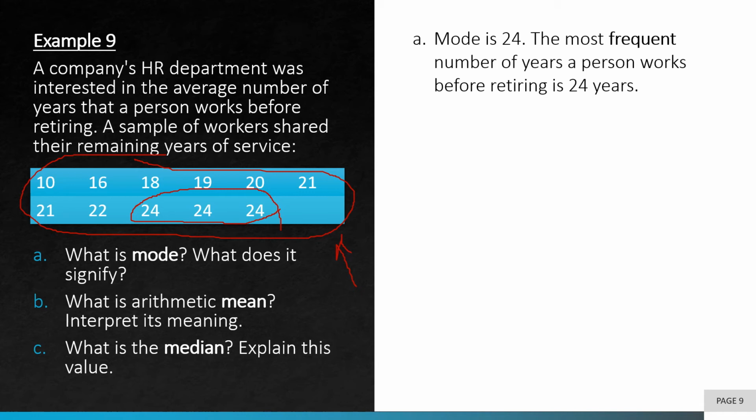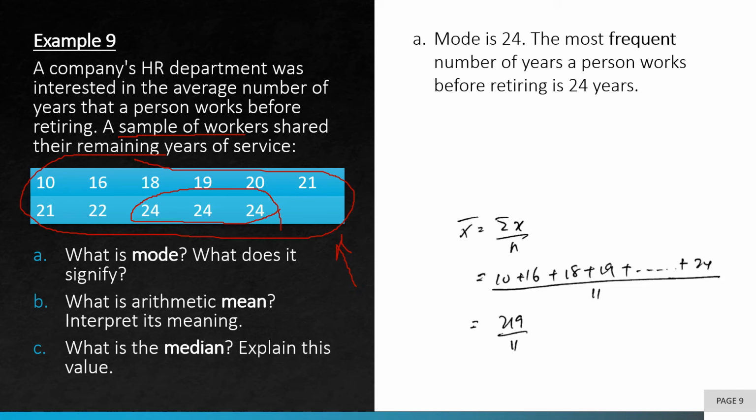Now, let's look at the second question. What is the arithmetic mean? First of all, is this a sample mean or a population mean? From the question you are shown here, you are given a sample of workers. Therefore, you must calculate the sample mean. So this is the formula for sample mean. So just add all of the values given to you and divide by the sample size, which is 11. So you will get 19.91. So the answer to B is 19.91.